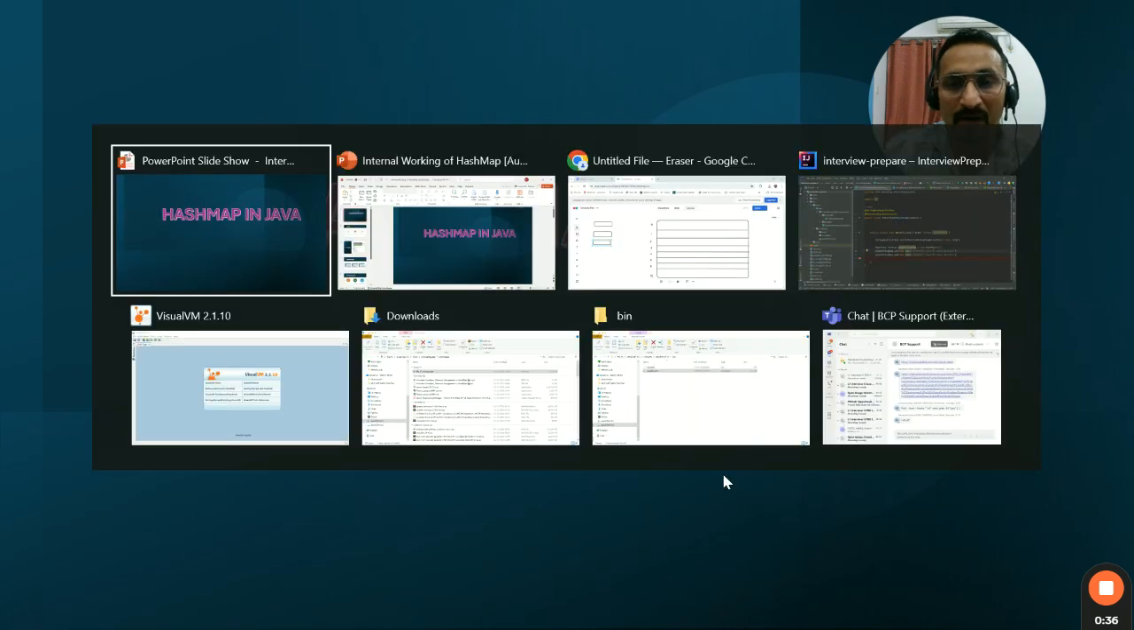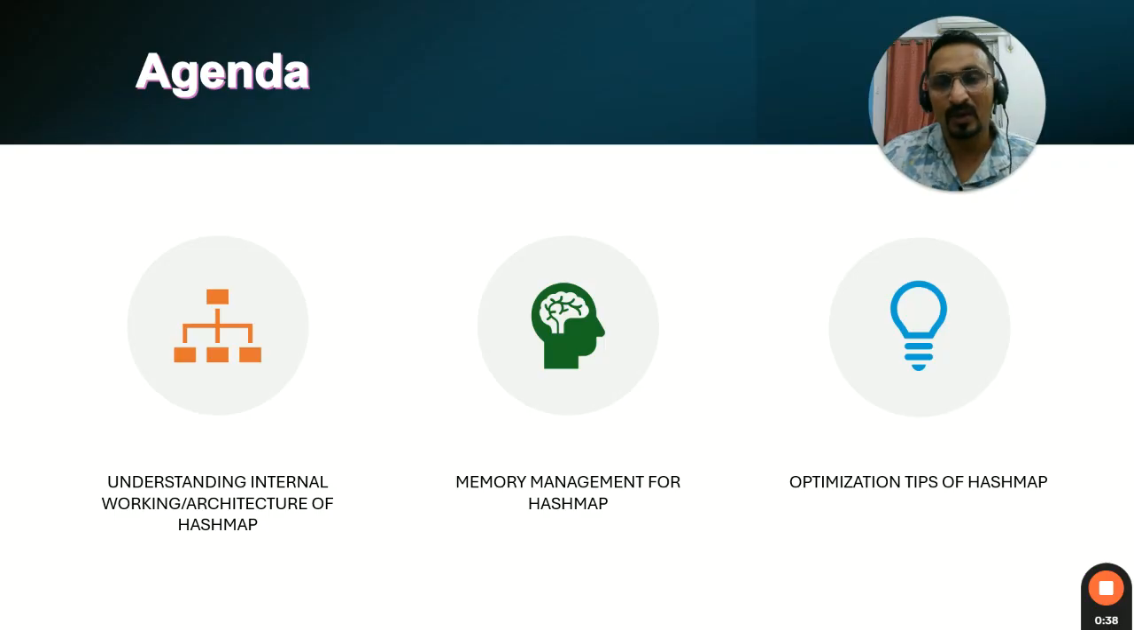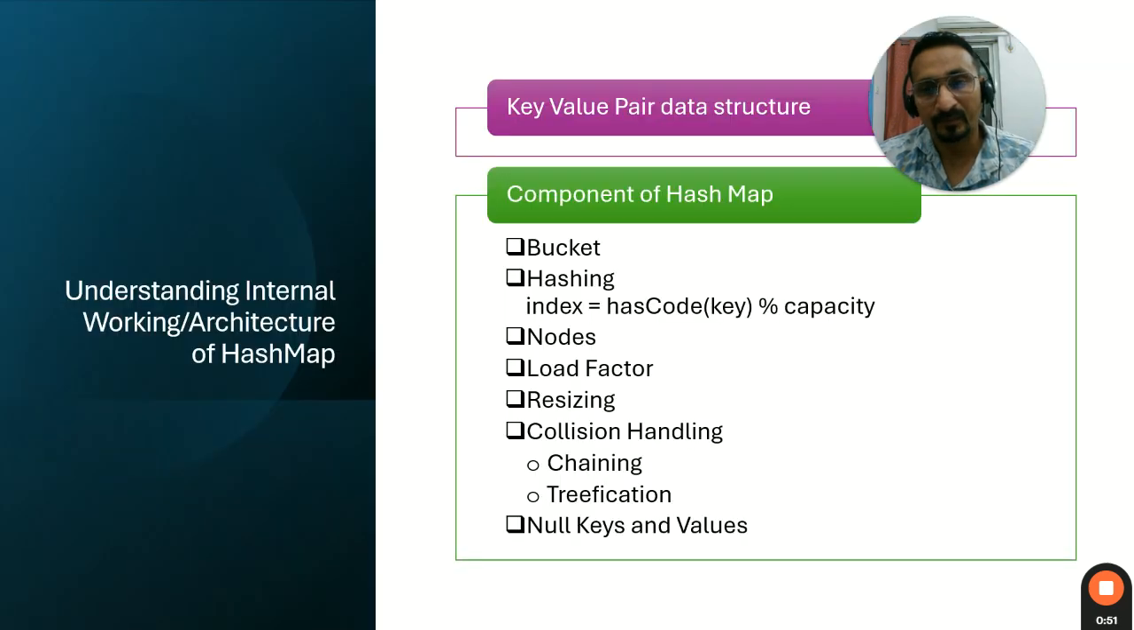So let's go and understand the agenda for today's topic. In the agenda we are going to understand the internal working structure of the HashMap, the memory management for the HashMap, and some tips to optimize the HashMap. So what do we understand by the HashMap? We know HashMap is nothing but data in key value pairs. There is a key and against that key there is data we store. That's what we know.